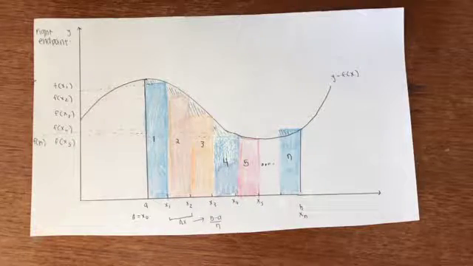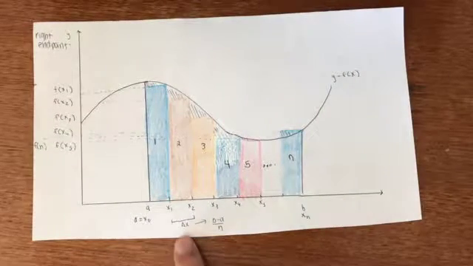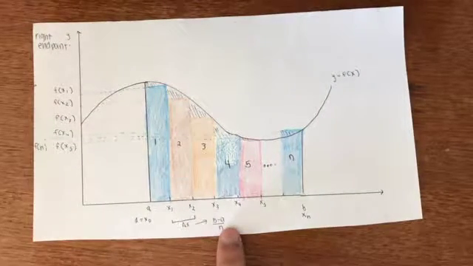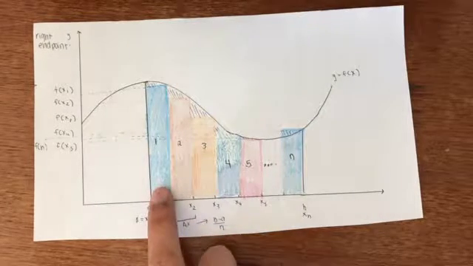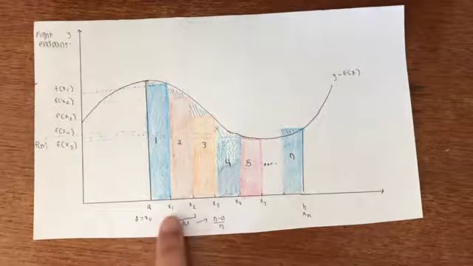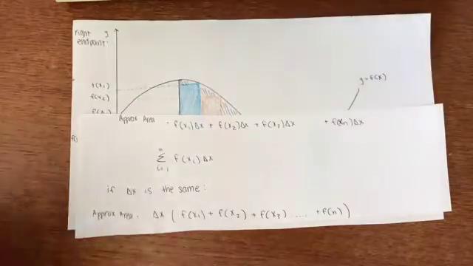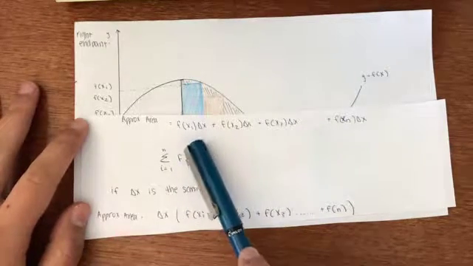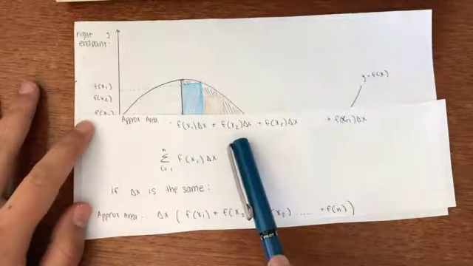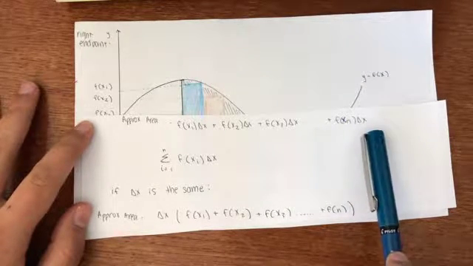When using right endpoints to approximate the area under the curve of y equals f of x, the width will once again be b minus a divided by the number of rectangles. However, the height of the first rectangle will be f of x sub 1 instead of f of x sub 0. The approximated area under the curve will then be f of x sub 1 times delta x plus f of x sub 2 times delta x, all the way to f of x sub n times delta x.